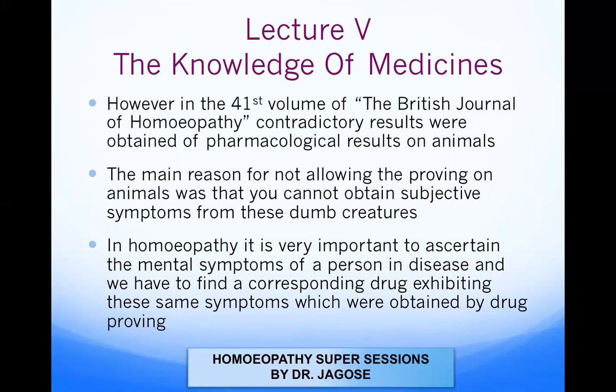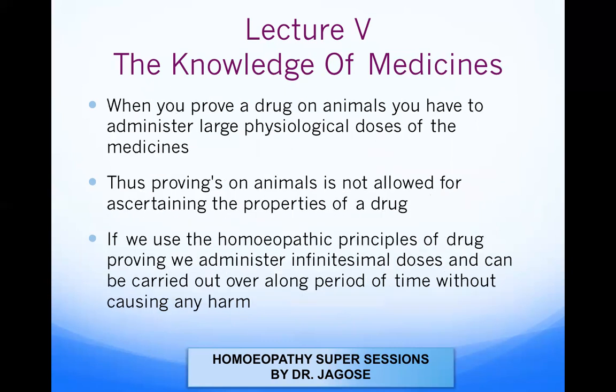In homeopathy, it's very important to ascertain the mental symptoms of a person in disease, and we have to find a corresponding drug exhibiting these symptoms, which we obtain by drug proving. So in homeopathy, it is very important that the subjective symptoms are taken into consideration, especially those on the mental sphere. If you prove it on a healthy human being, you will be able to elicit all this correctly. When you prove a drug on animals, you have to administer large physiological doses of the medicine. So this is another difference: if you prove the drug on animals, you have to use large physiological doses. Thus, proving on animals is not allowed for ascertaining the properties of a drug.